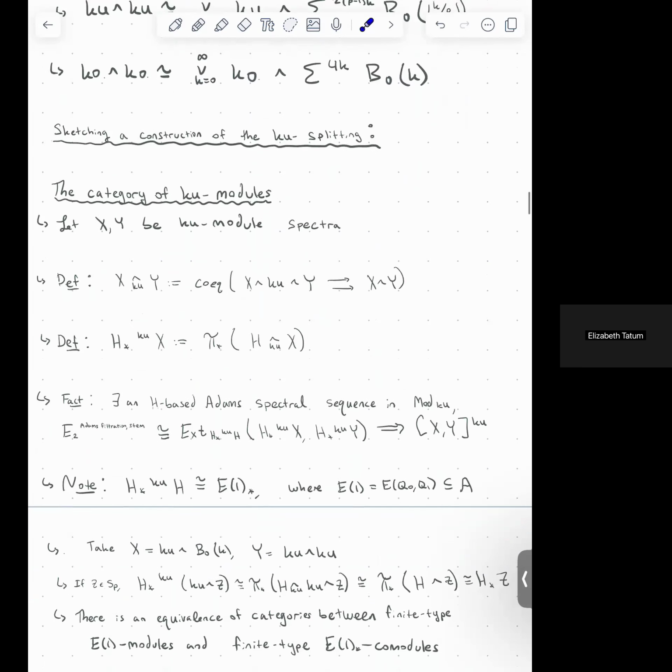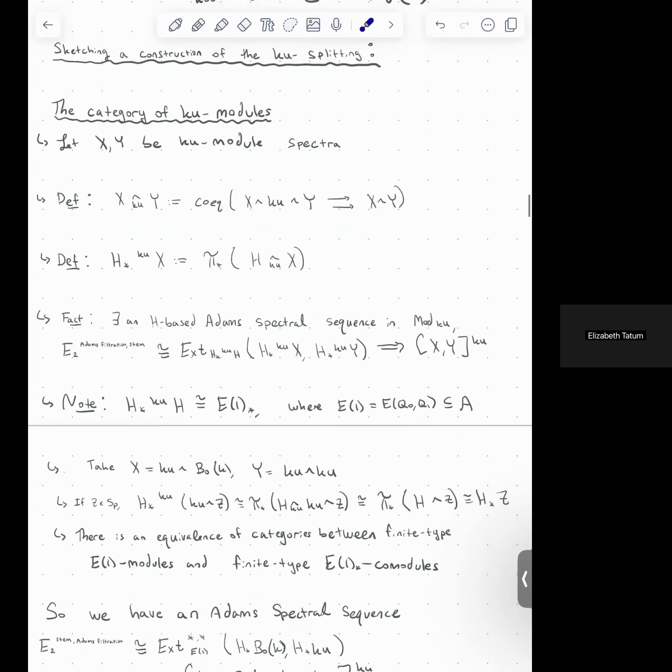Then one can show that the KU relative dual Steenrod algebra is E(1) star, where this is the dual of E(1). I don't want to get too much into this, but the thing to know here is that E(1) is an exterior algebra on Q0 and Q1, two Milnor primitives contained in the Steenrod algebra. So this is a pretty manageable algebra to deal with. It's just exterior on two generators, as opposed to the Steenrod algebra, which is a lot.